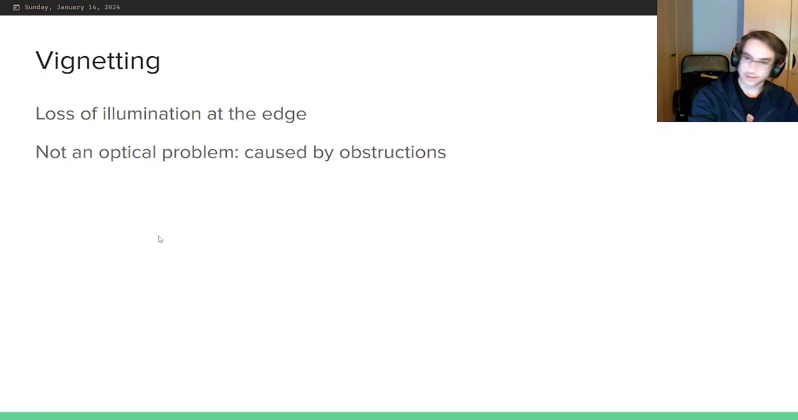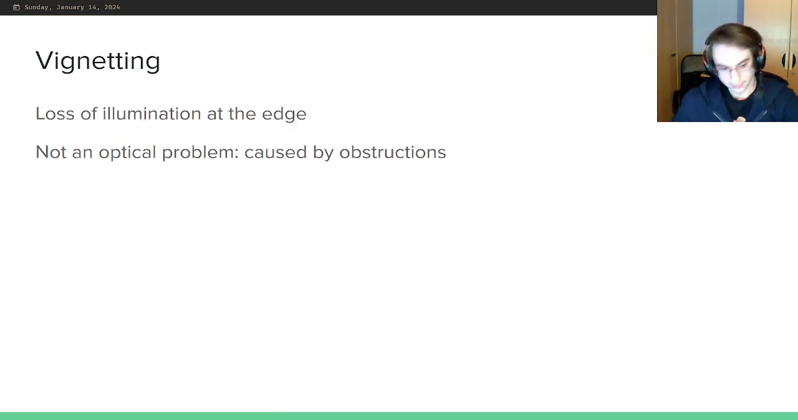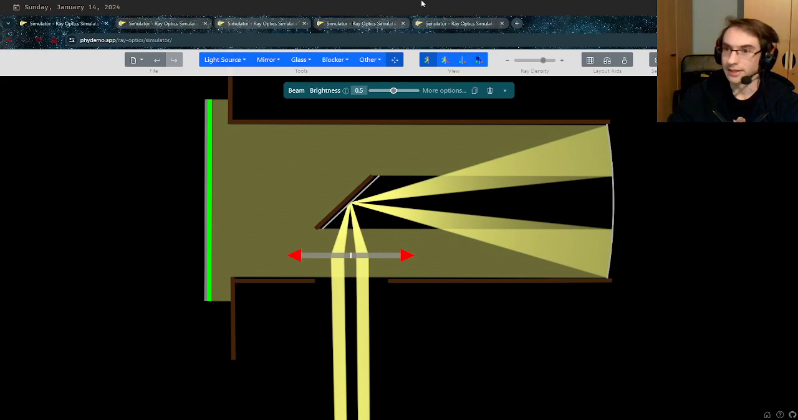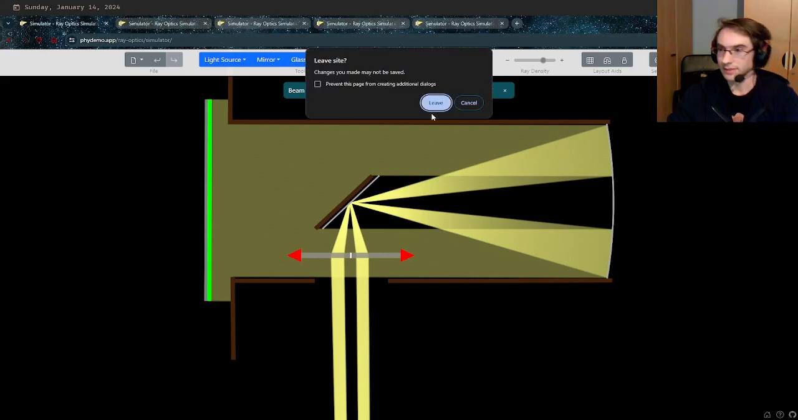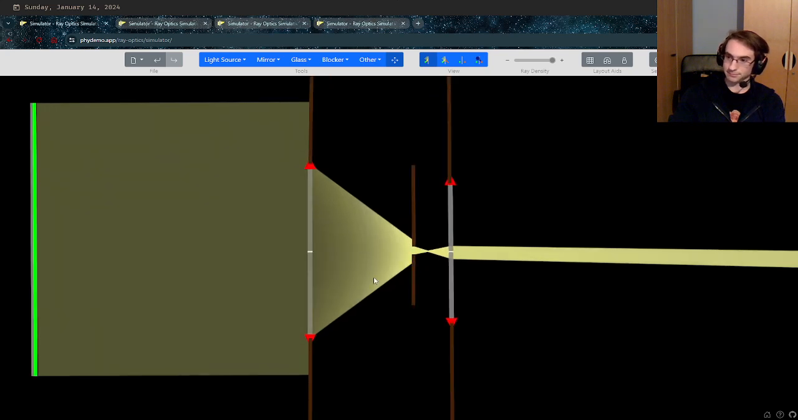So let's start with vignetting. Vignetting is actually not really an optical aberration. It's a loss of illumination at the edge of your field, and it's actually just caused by obstructions in your view or inside your telescope. I have a diagram for this. So let's say that we have a simple refracting telescope again, but now there's an obstruction somewhere in my telescope, and this is blocking some of my light. Then, obviously, I will see less light.